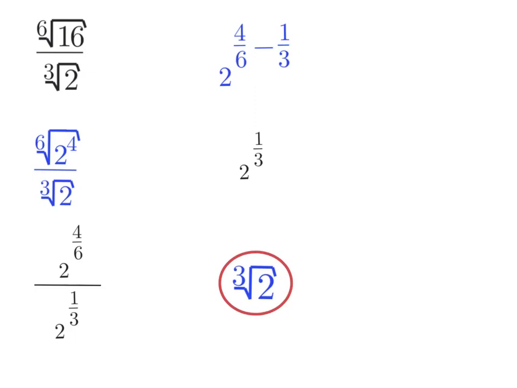So really all this is about is combining all the power rules that you already know, and a different notation for radicals. That's really the new stuff.